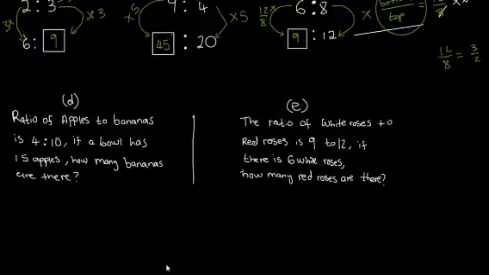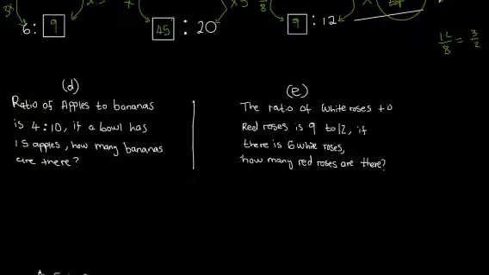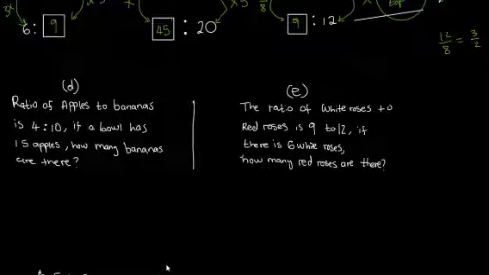Let's look at other scenarios here. Let's look at D. A ratio of apples to bananas is 4:10.